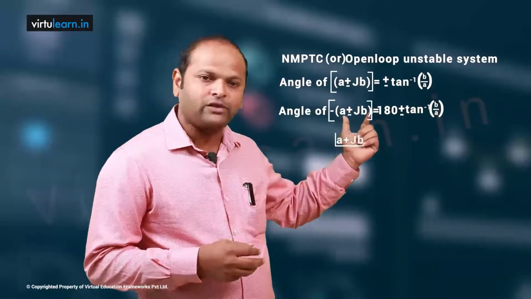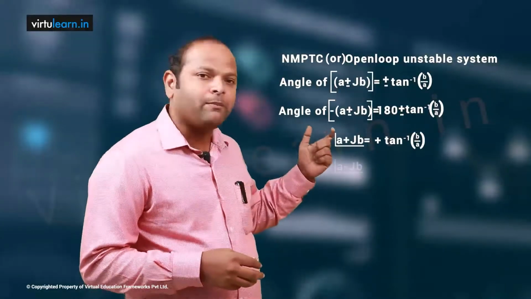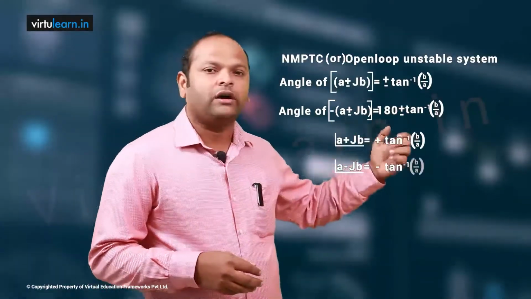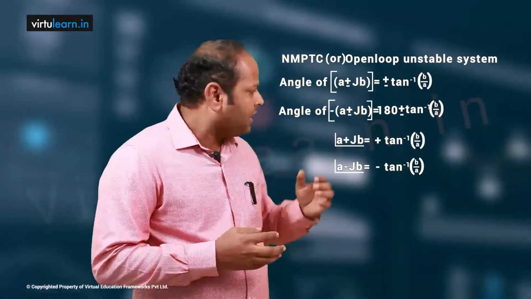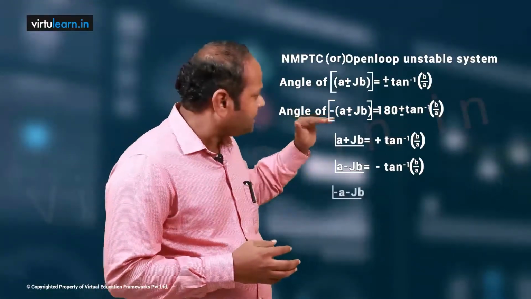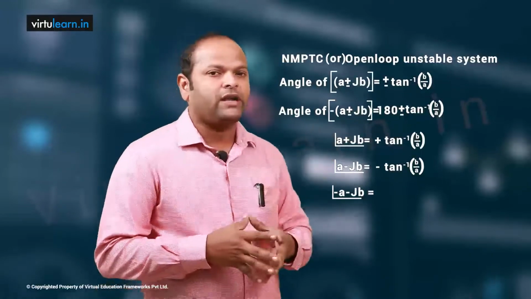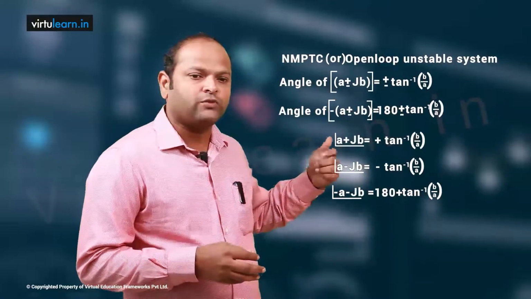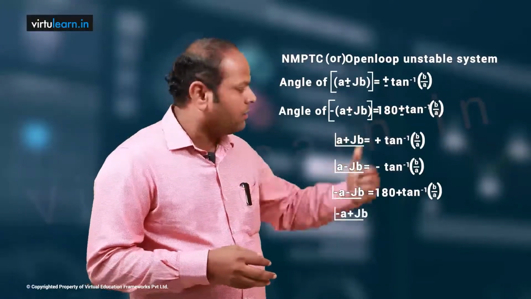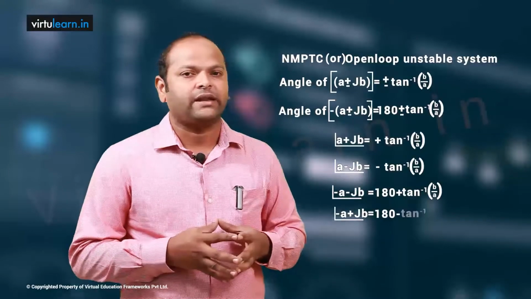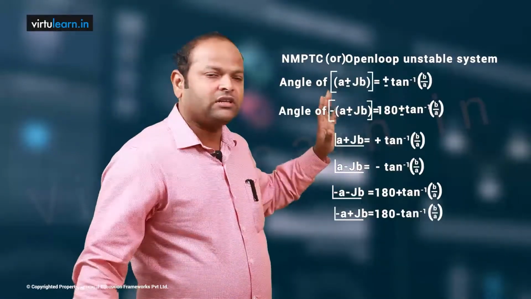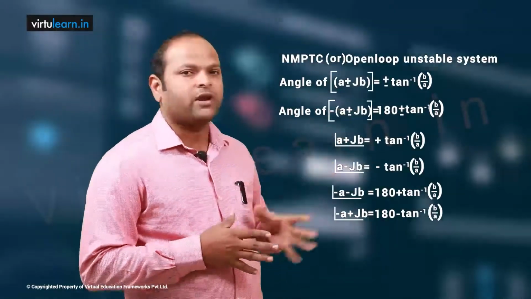So when you elaborate, it will be something like this: the phase angle of a plus jb, which is well known to us, is tan inverse of b by a. Whenever you have a minus jb, it is minus tan inverse b by a. Similarly, the third one, minus a minus jb, is 180 plus tan inverse b by a. The last one, minus a plus jb, is nothing but 180 minus tan inverse b by a. So these are the formulas used whenever you write the phase angle expression for the open loop transfer function.